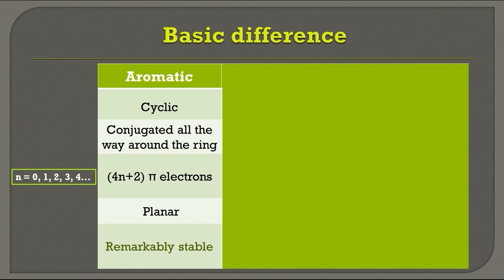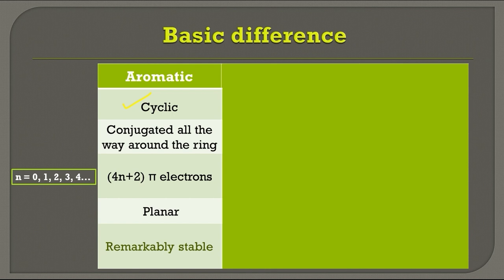When it is aromatic, the conditions that are required: it must be cyclic, conjugated all the way around the ring. That means conjugation must be present all over the ring. And if you have any confusion related to conjugation, you can watch the video that I have made related to conjugation, and for that you can click on the link appearing on the screen.